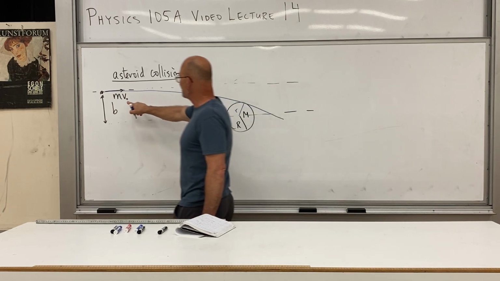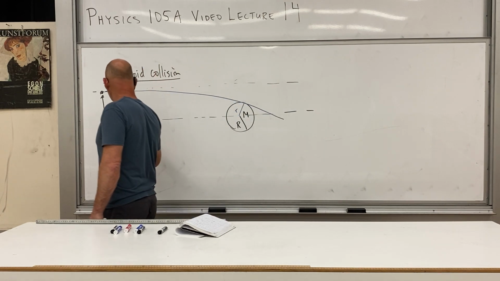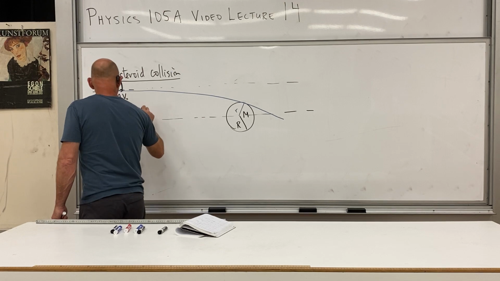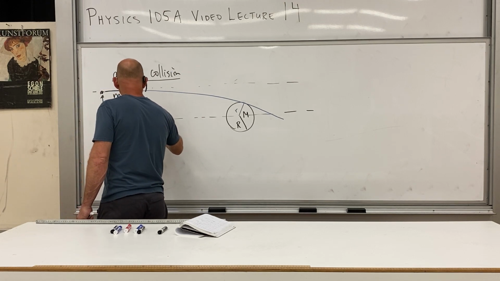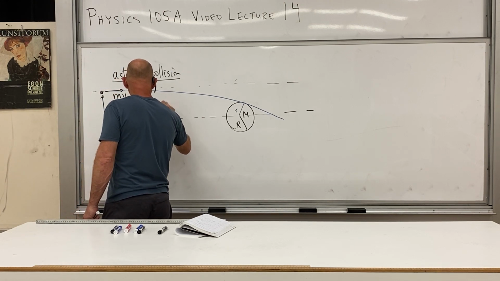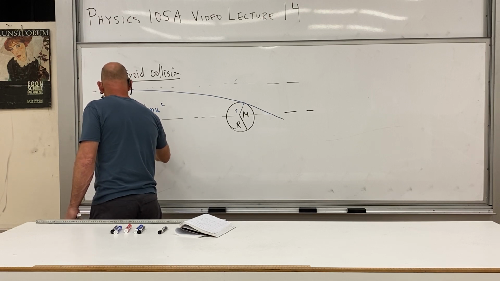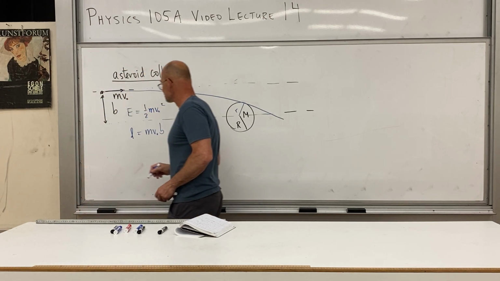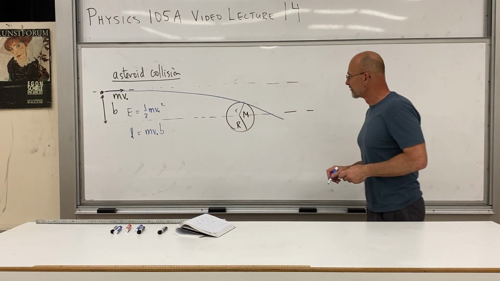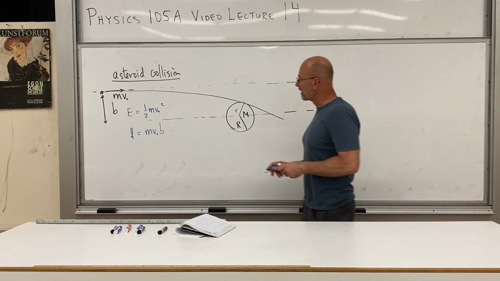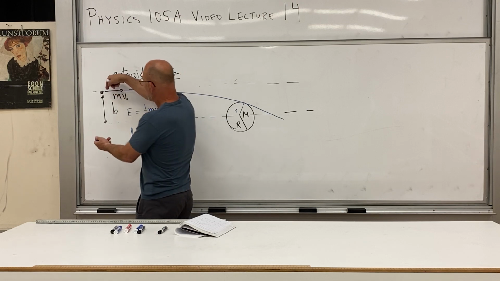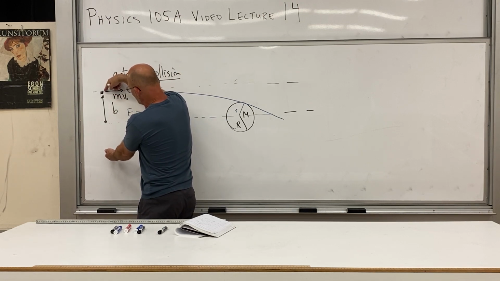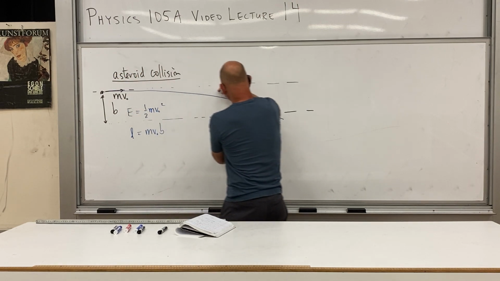So we've got mv naught, and therefore E is equal to 1/2 mv naught squared. L again is equal to mv naught b. And we want to find the cross section. You could say pi b squared for which this collision occurs.